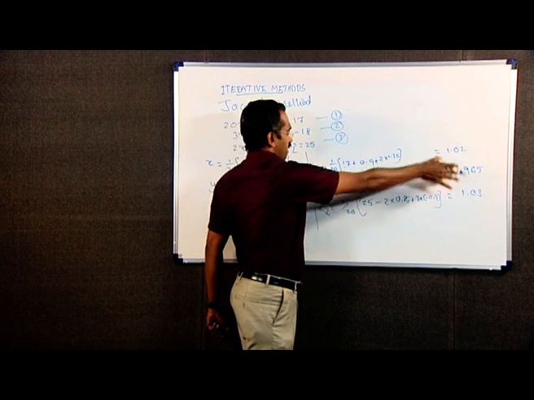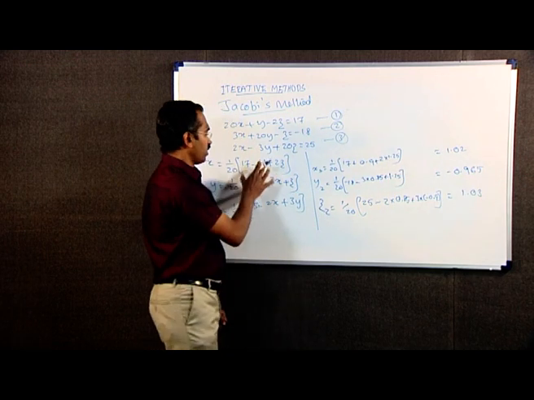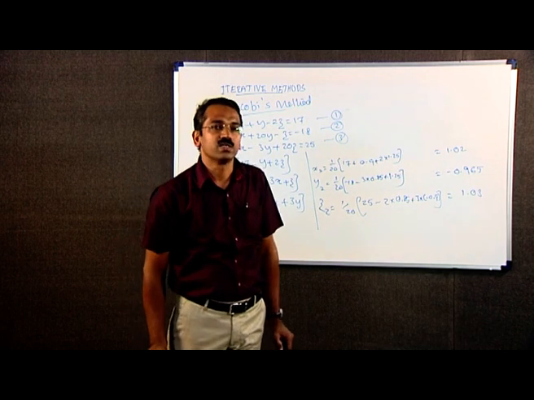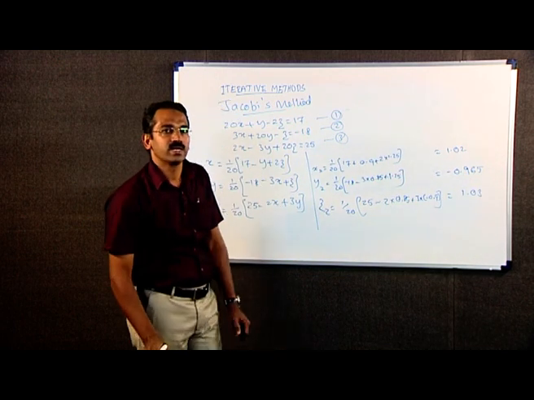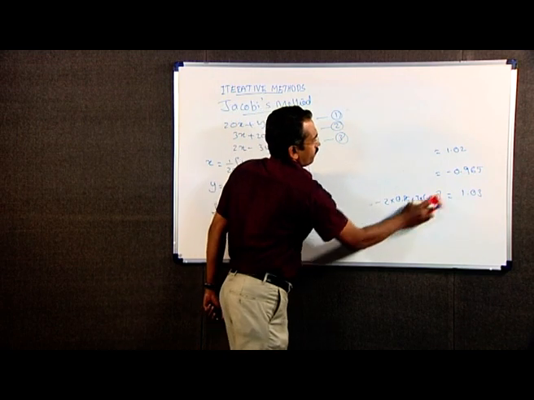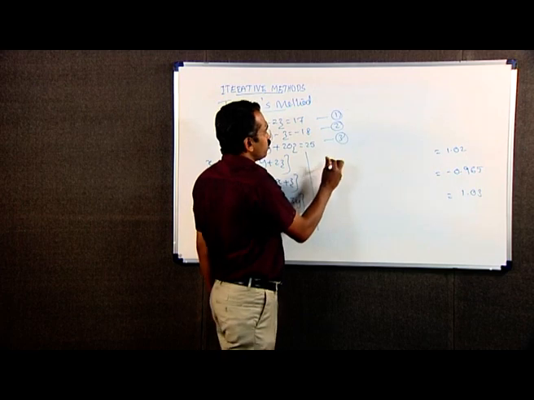Substituting these values of x2, y2 and z2 in this expression, we will get the third approximation as x3 is equal to 1.00125.